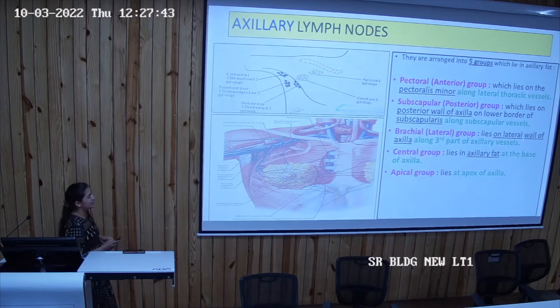Central group at the base of the axilla, and the apical group that is on the apex of the axilla. So these are in relation to the apex, base and the boundaries of the axilla. So these are the anterior group, posterior group, lateral, central and apical. You should know them and you should know where they are present.